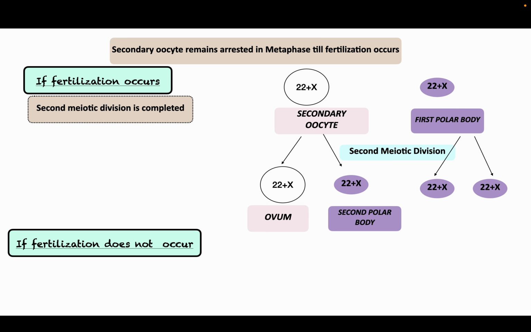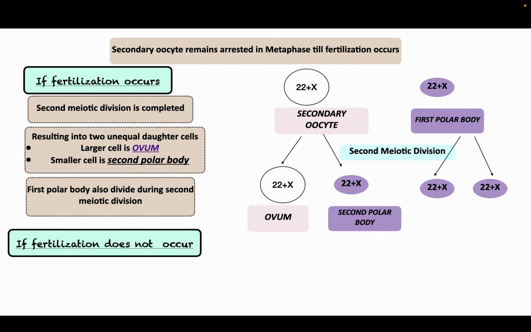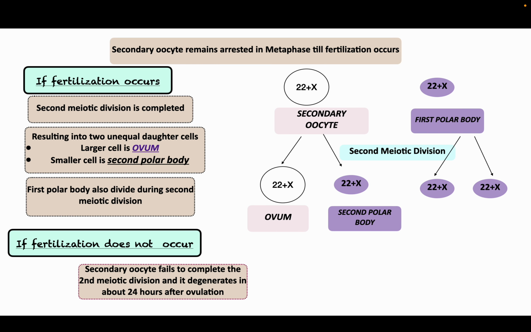So what happens if fertilization occurs? The second meiotic division is completed, resulting in two unequal daughter cells. The larger one is the ovum and the smaller one is the second polar body. The first polar body also divides during the second meiotic division. If fertilization does not occur, the secondary oocyte fails to complete the second meiotic division and degenerates in about 24 hours after ovulation.